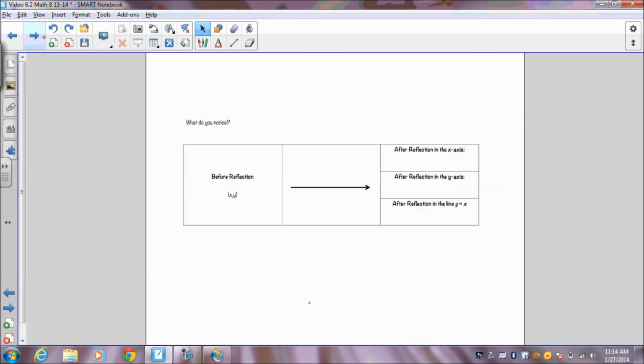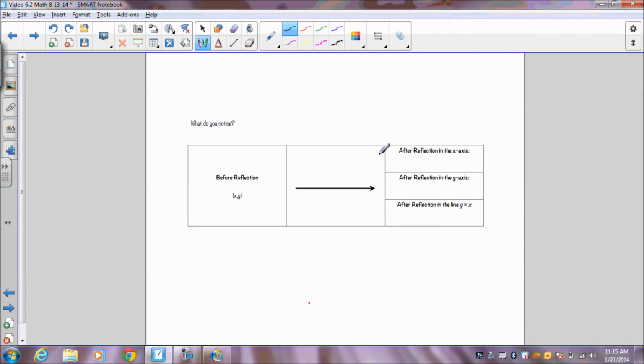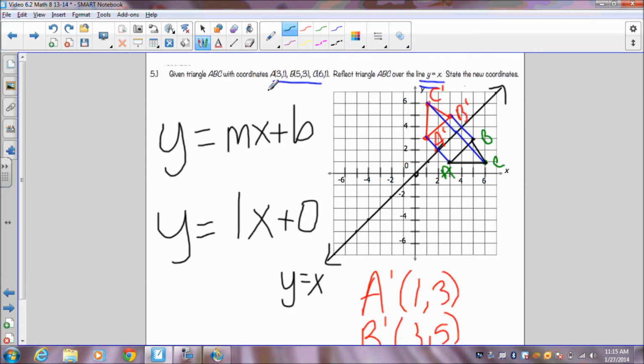So if you look at page 3, you should see this chart right here, and let's go ahead and write out this information. So before the reflection, it was originally x, y. After you reflect it over the x-axis, the x value, remember, stays exactly the same, and then the y value becomes negative. All right. Now, when you reflect it over the y-axis, the x value becomes negative, and the y value stays exactly the same. Okay. Now, let's see what happens when you reflect it over the line y equals x.